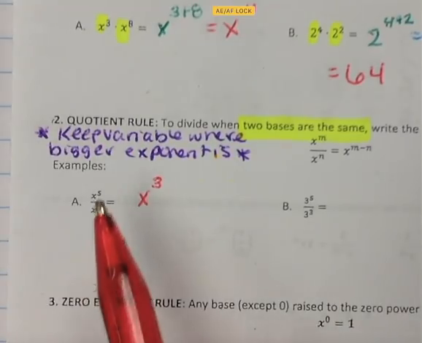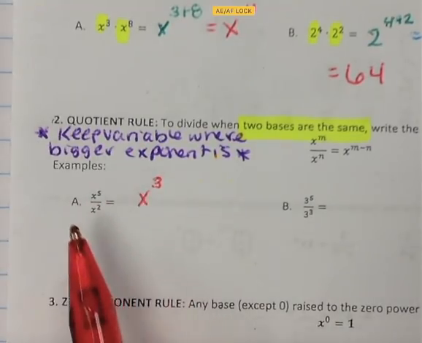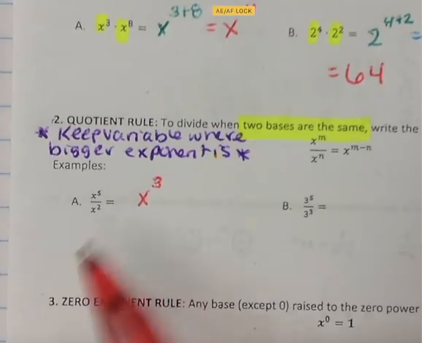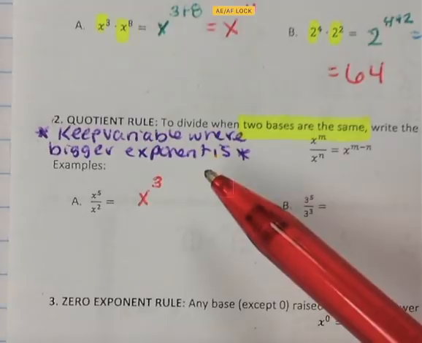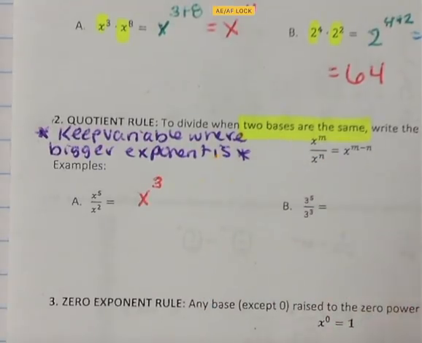And the reason this happens is because you have 5 x's on top and 2 x's on the bottom, and whenever you have multiple x's, they can cross each other out because they equal 1, but we're still left with 3 x's on the top.